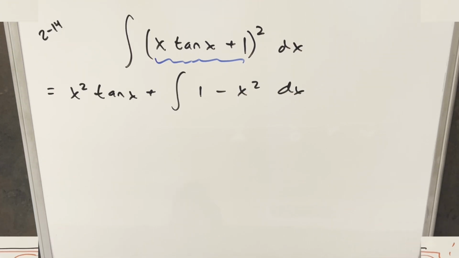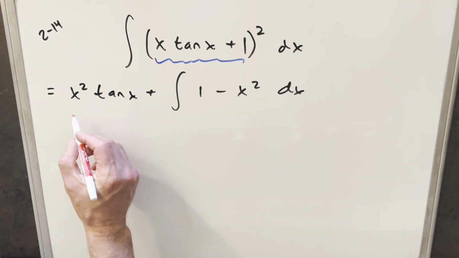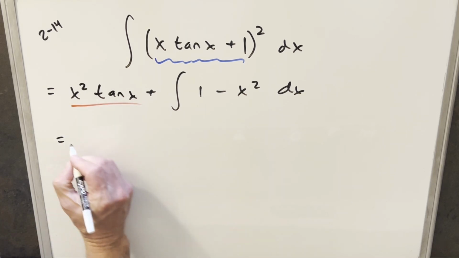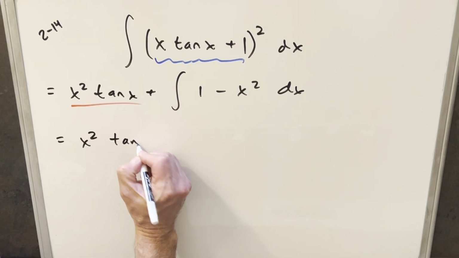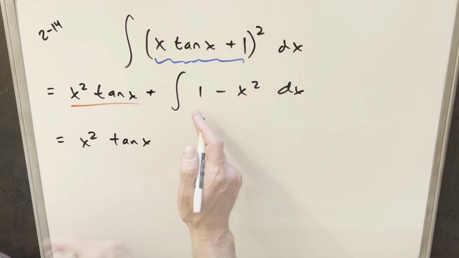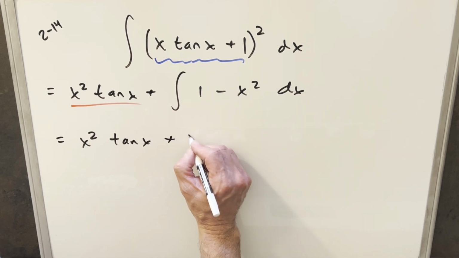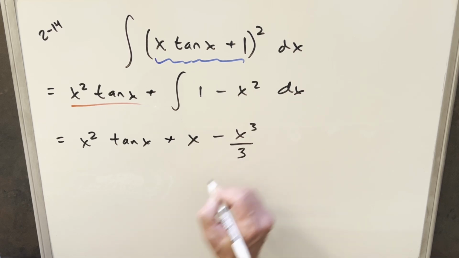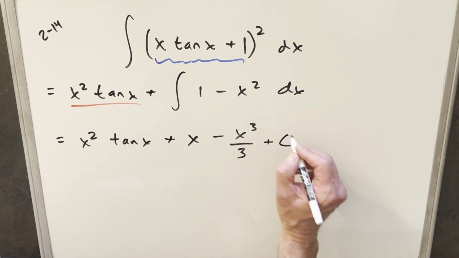Okay, now that we have everything brought over from the previous board, we have this thing that we just found from the reverse product rule. Let me bring this down here. We'll have x squared tan x. And then here we just need power rule. The integral of 1 just gives me x. Then we're going to have minus x cubed over 3. Add a plus c on there, and that's it.